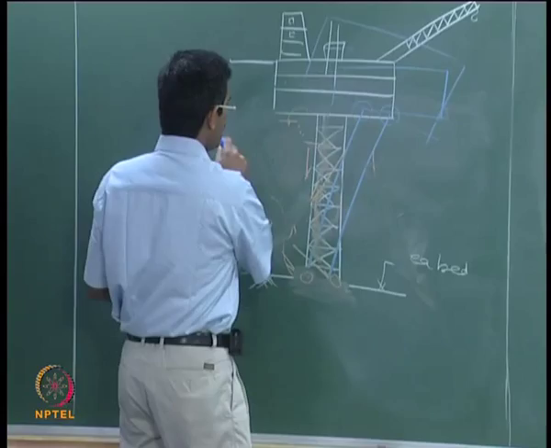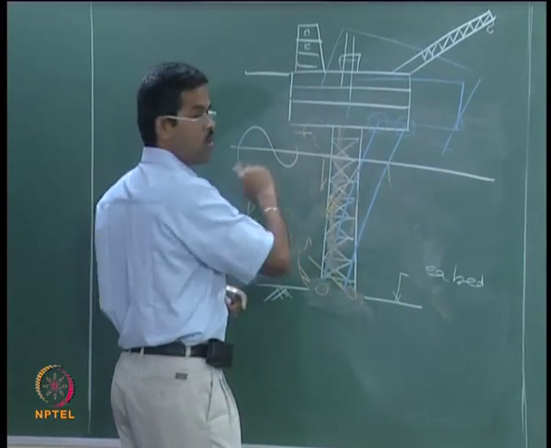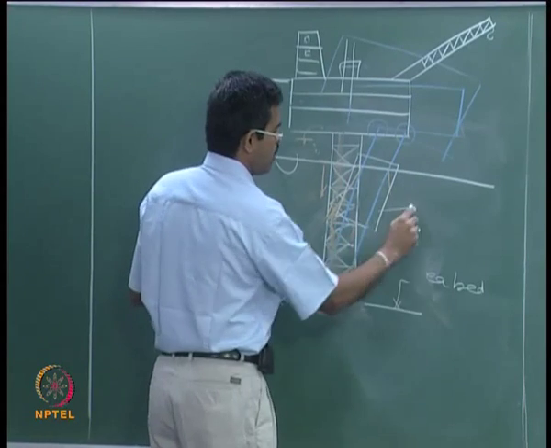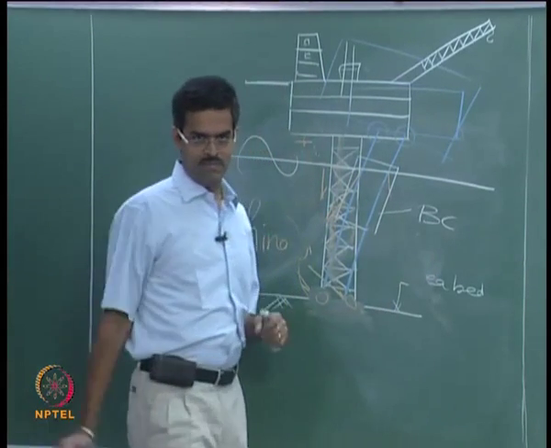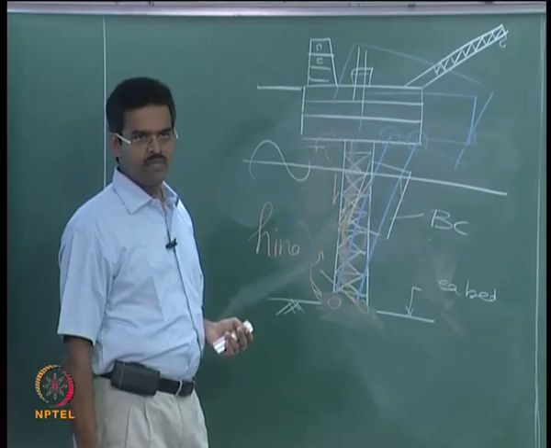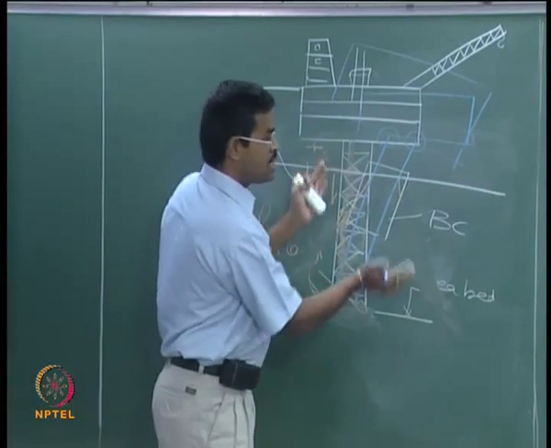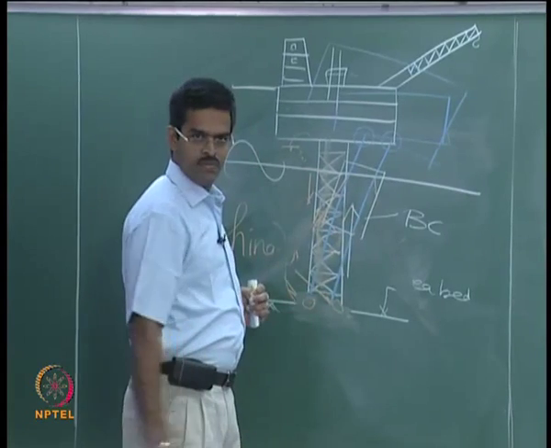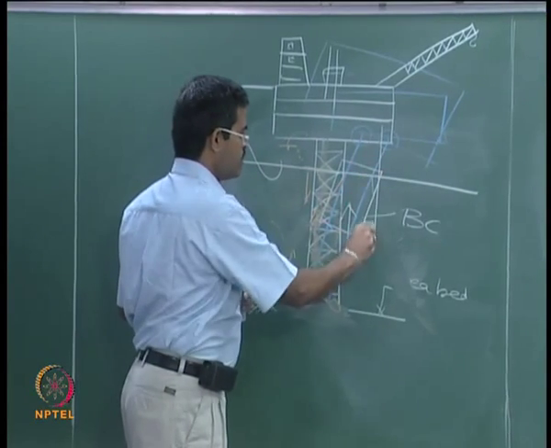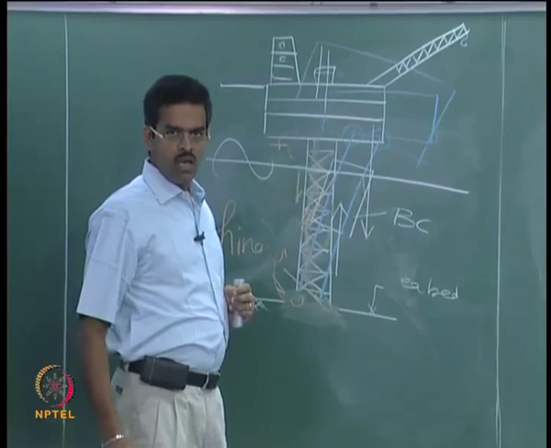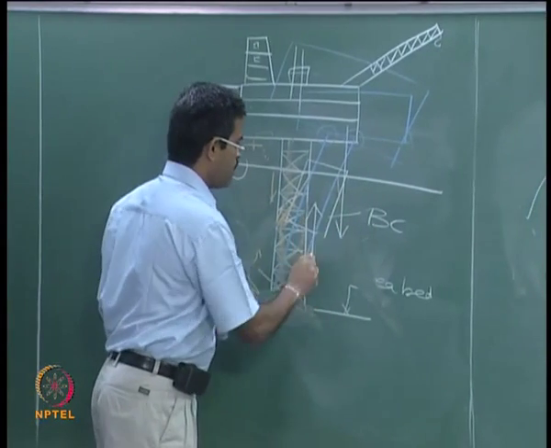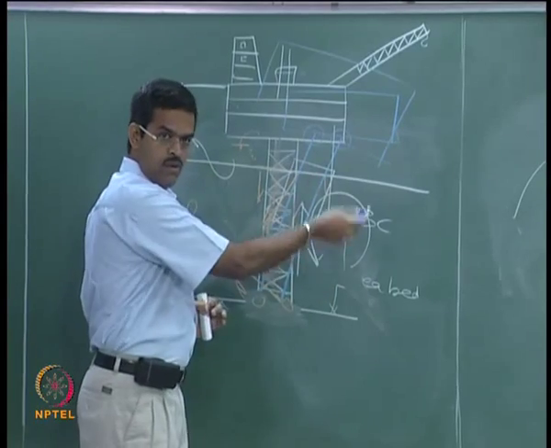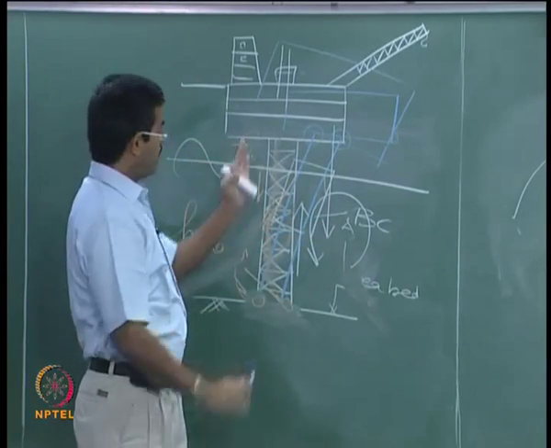So, interestingly, if this is my still water level, I must have what I call a buoyancy chamber. So, variable buoyancy, which is an upward force, and the weight which is a downward force, because of the shift of buoyancy from here to here, it will offer a counterclockwise couple which will restore this platform back to vertical position.